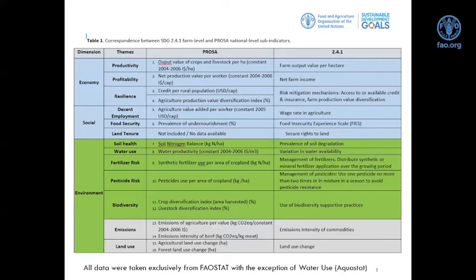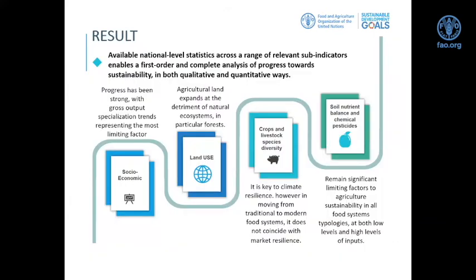Okay, so those are the indicators that we look at for the report, and again, focusing on trends over time for each of the food systems typologies and trying to identify those key areas for each food system typology that need to be focused on to better strengthen sustainable agriculture. So I'd like to jump right away to the results.